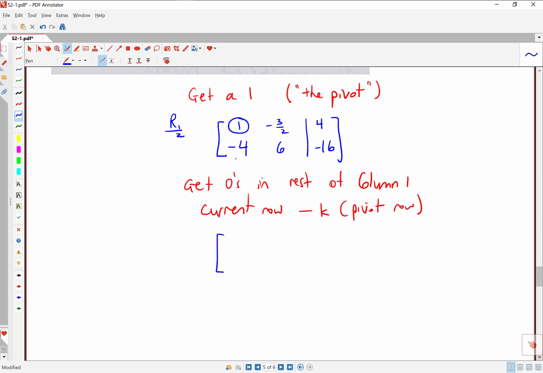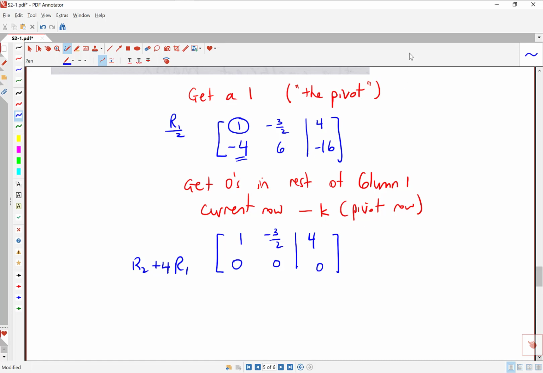So to get rid of this negative 4, then we're going to go row 2 plus 4 times row 1. So that's the row that we're on, and then sign change of the number that we're trying to eliminate times the pivot row. So negative 4 plus 4 times 1 gives us 0. 6 plus 4 times negative 3/2 gives us 0. And then now on the right side, we've also got 0. So that's as much as we can do in terms of the matrix row operations.